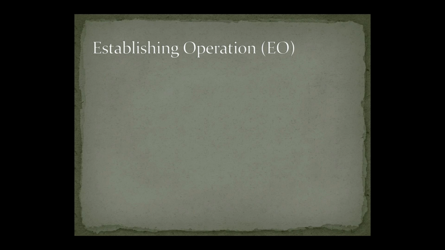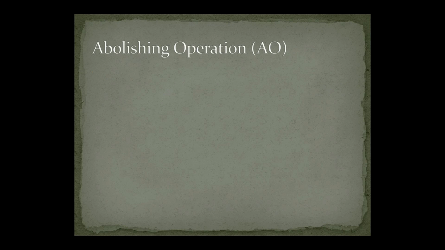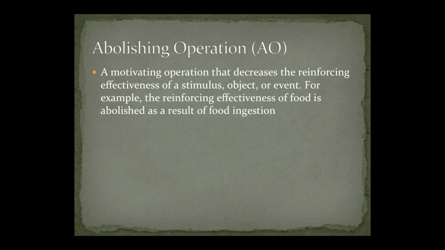Establishing operation. An establishing operation, or EO, is a motivative operation that establishes or increases the effectiveness of some stimulus, object, or event as a reinforcer. For example, food deprivation establishes food as an effective reinforcer. Abolishing operation, or AO, a motivating operation that decreases the reinforcing effectiveness of a stimulus, object, or event. For example, the reinforcing effectiveness of food is abolished as a result of food ingestion.